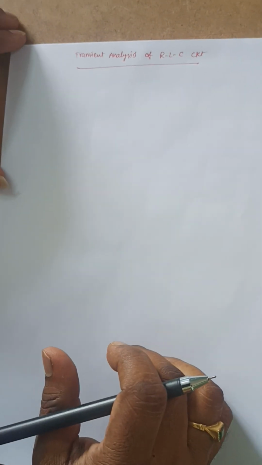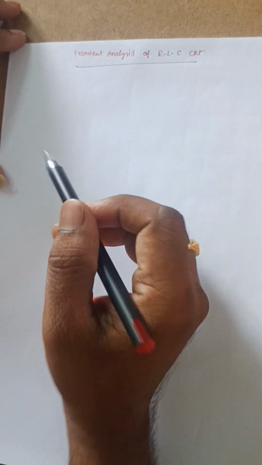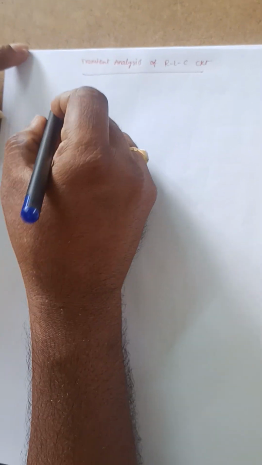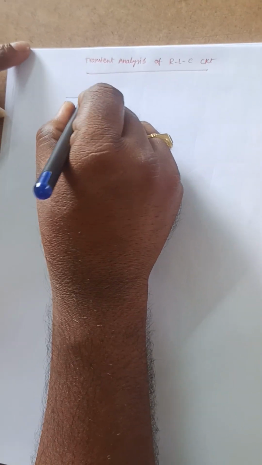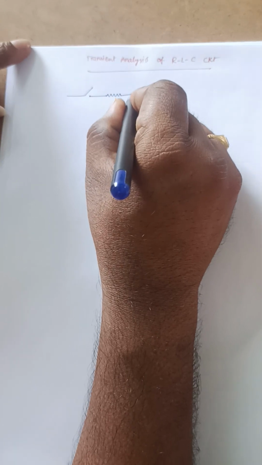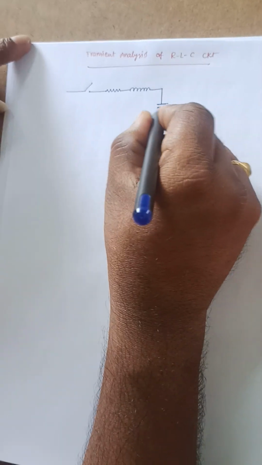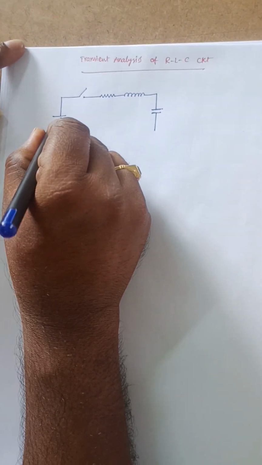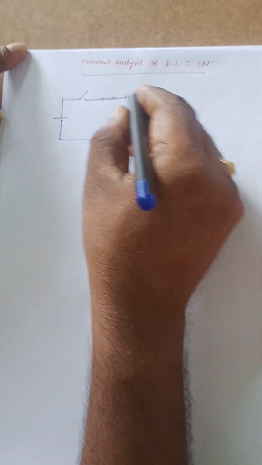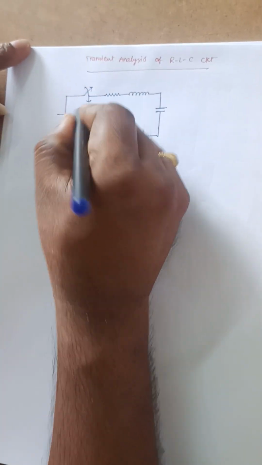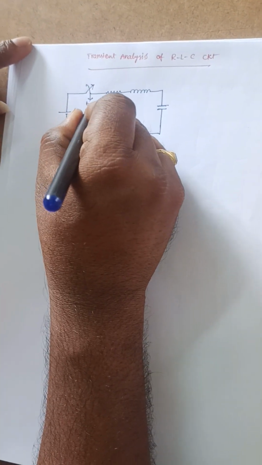Okay, in this session, I'm going to explain about the transient analysis of RLC series circuit. So to analyze this, let us consider a series RLC circuit. So this is a series RLC circuit, which is controlled by this switch here, and the switch is closed at t is equal to 0.